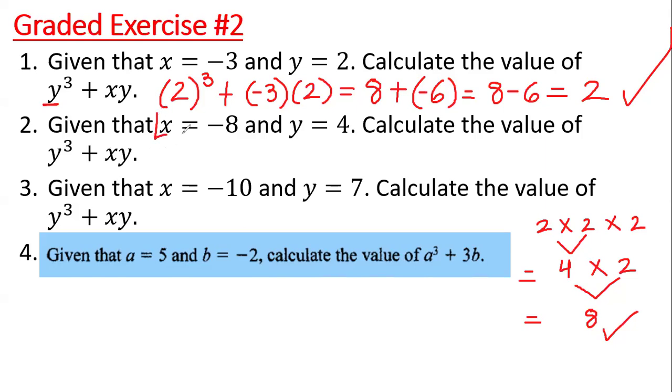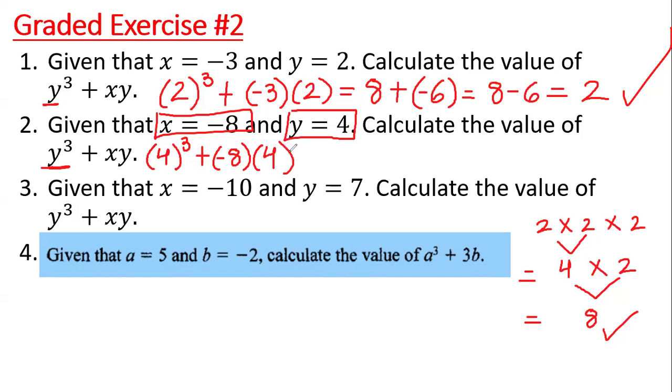We know that x is negative 8. Y is 4, so wherever we see y, we're going to put 4. So let's put it in. It's going to be 4 raised to the power of 3, plus negative 8, times 4. Very good.